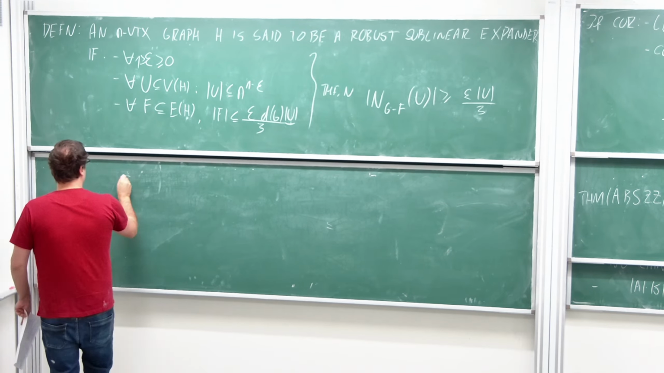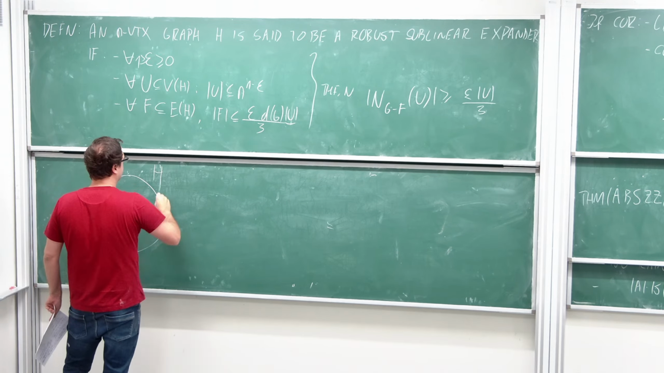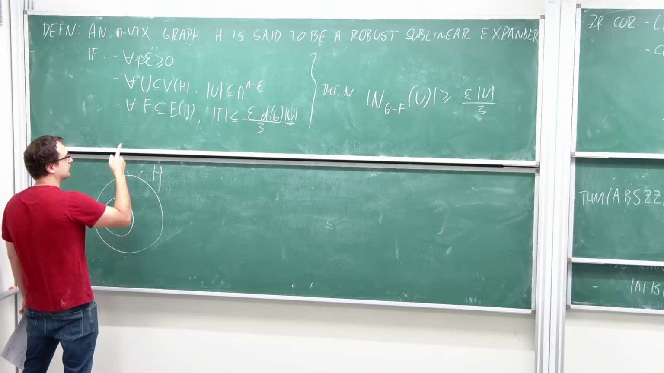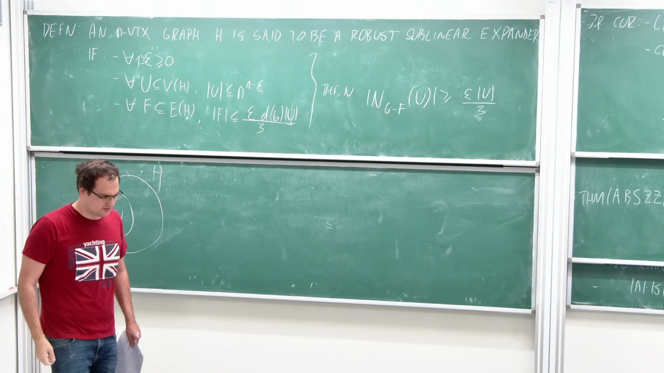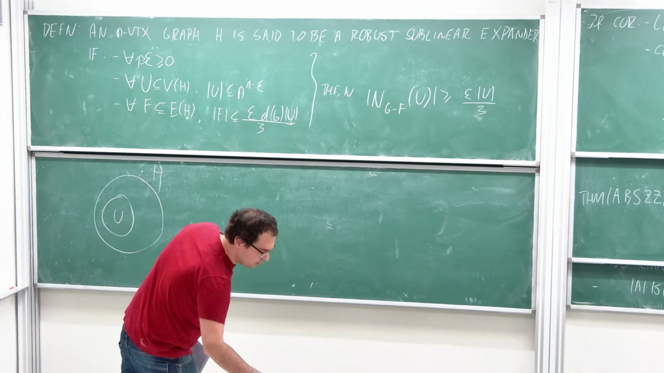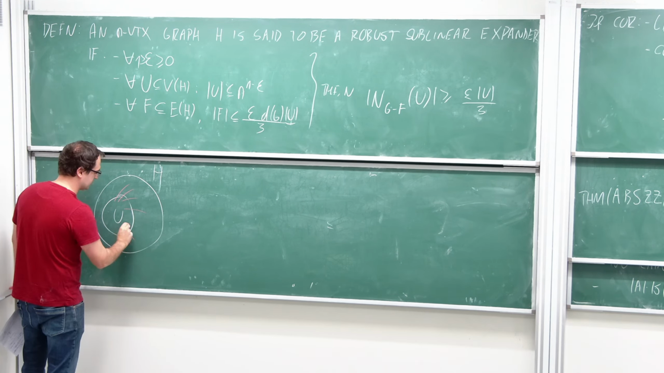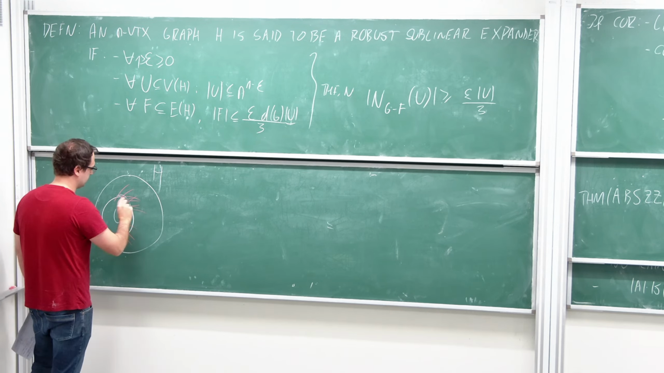So here's our would-be expander. Here's our subset. Epsilon is just controlling how big it is. And now your worst enemy comes and tells you you cannot use these edges. Okay? So these are bad.